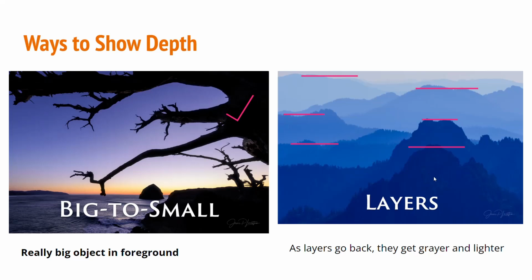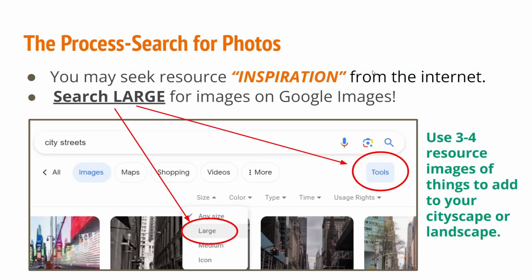Here's an example of the colors changing we just saw. Darker, richer. They get a little bit grayer, lighter and grayer as you go back. So those ideas can play out to show depth.